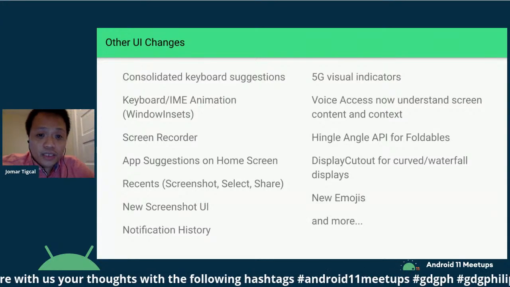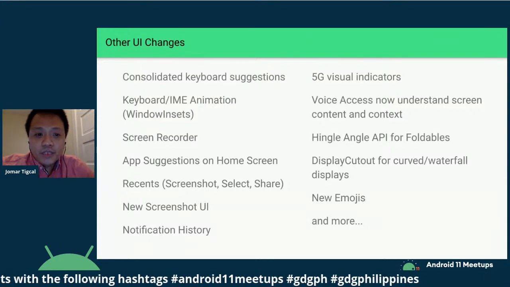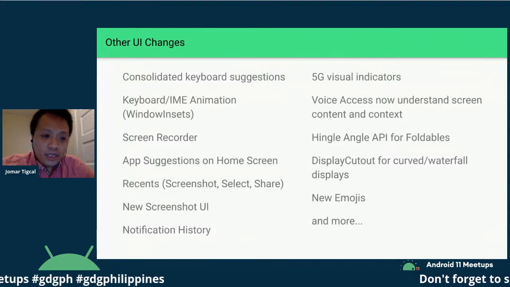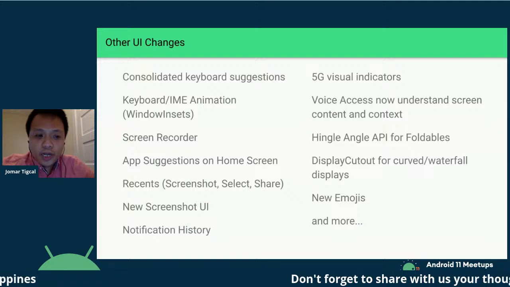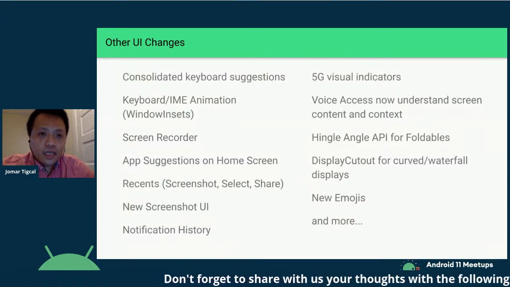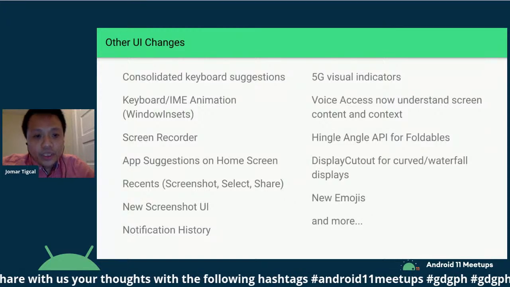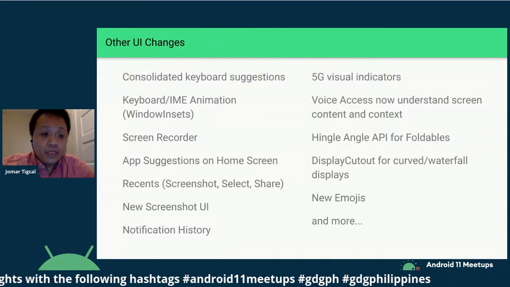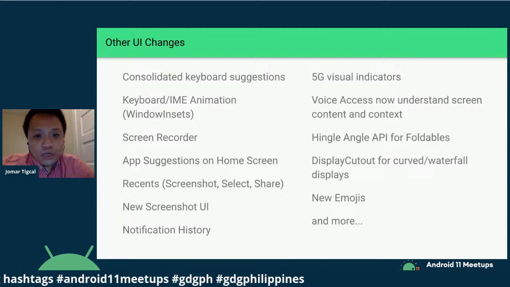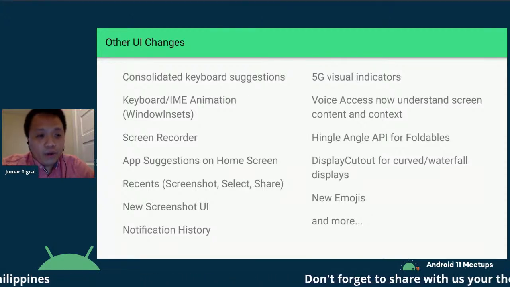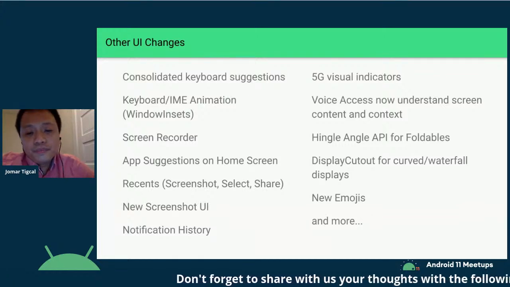So voice access, the application that they made for accessing applications by voice. Previously, to select text boxes and buttons, they were numbered, but now it can understand the context. So when you say click OK button, it will understand what that button is instead of saying click one or two something.